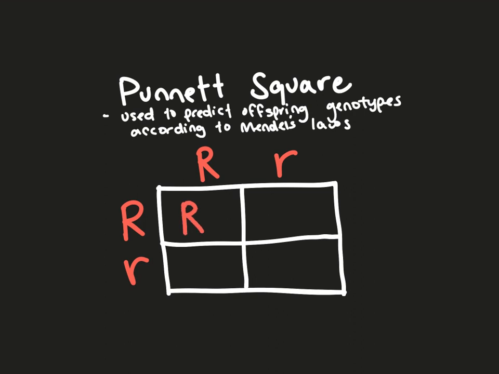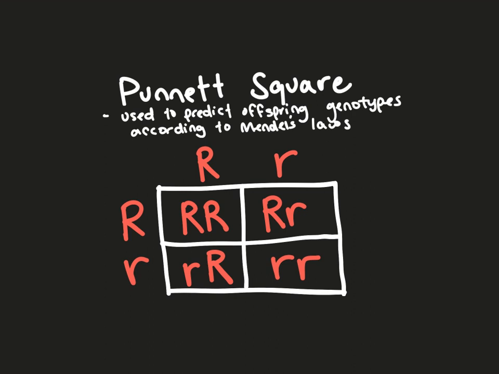Here is the big R, reading across the column and row. Here is big R, little r, reading across the column and row. Here, we could write this as little r, big R. The order doesn't matter. It's up to you. And lastly here, we have little r, little r. Again, these are the genotypes that we expect to see resulting from this cross.